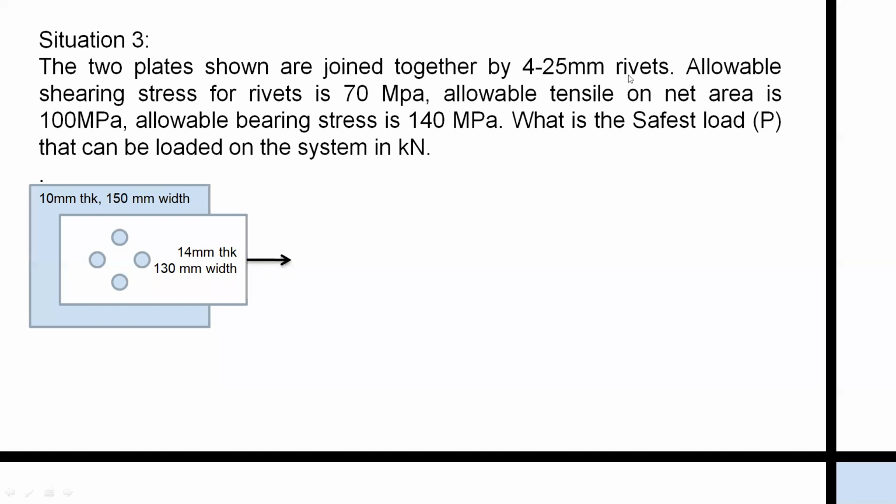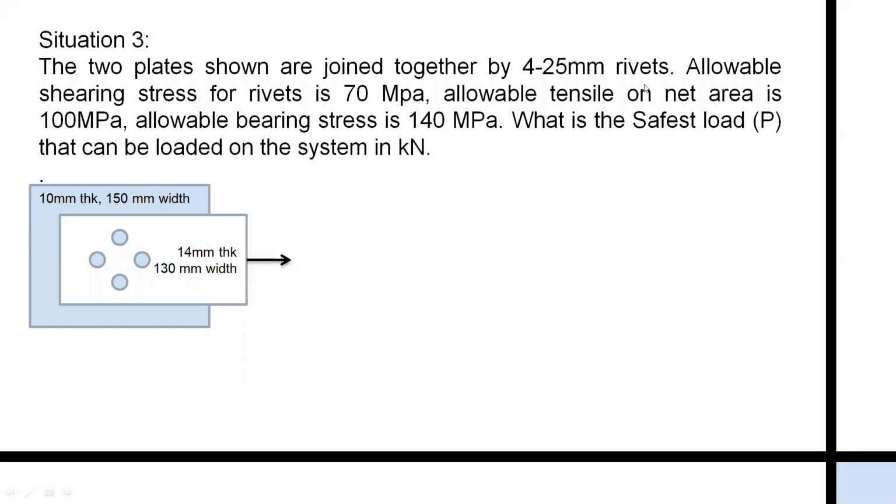Okay, so as you can see, we only have three considerations: for shearing, for tensile, and for bearing. Because we cannot determine the tensile on gross area, since it is specified that this is the allowable tensile on net area. Also for block shear, because we are not given the allowable tensile and shearing stress values for tearing and shearing.